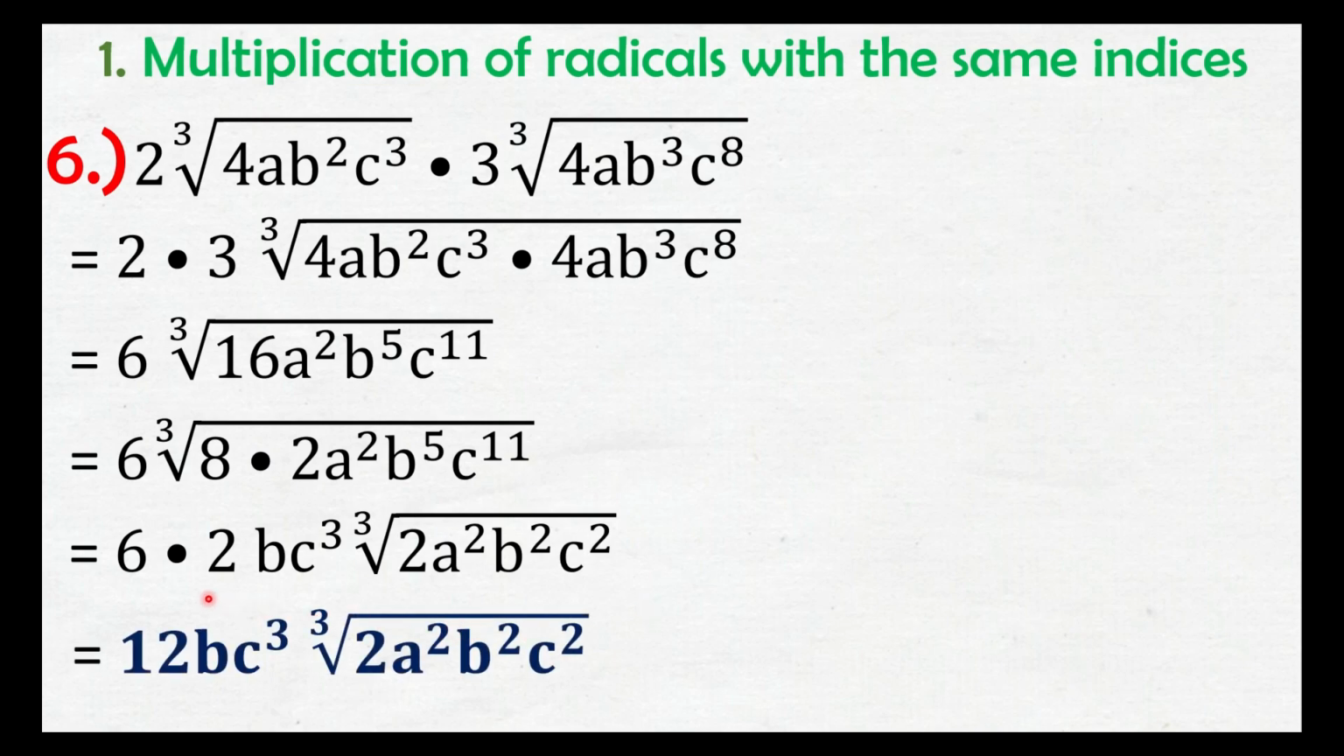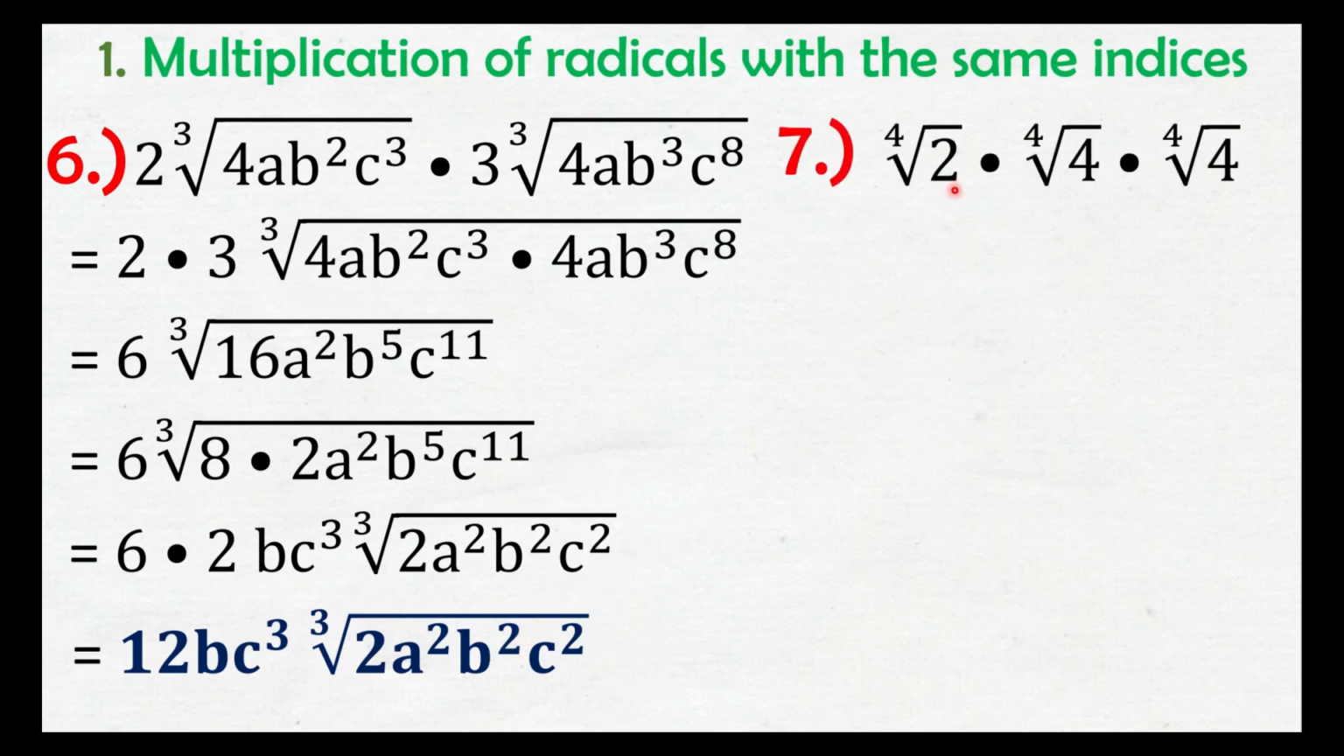And then, simplify lang natin 6 times 2, that is 12. So, we have 12bc cube, cube root of 2a square, b square, c square. So, ito na yung final answer natin. So, lagi natin check kung wala na bang perfect n power sa loob ng radical sign, or wala na ba tayong mga exponent na equal or greater than the index para masabi nating nakasimplify na siya.